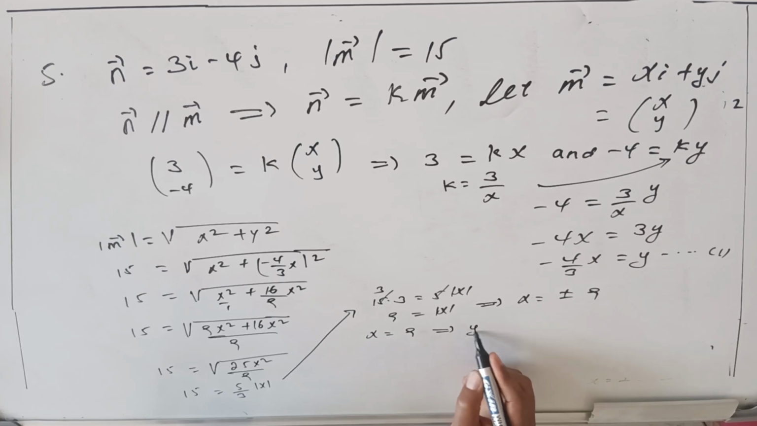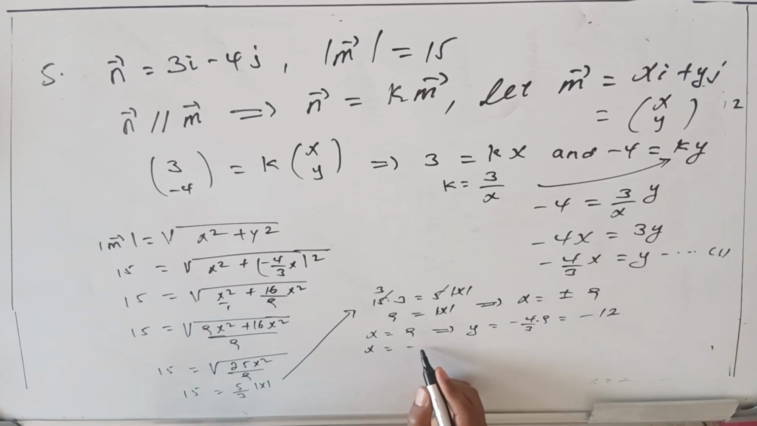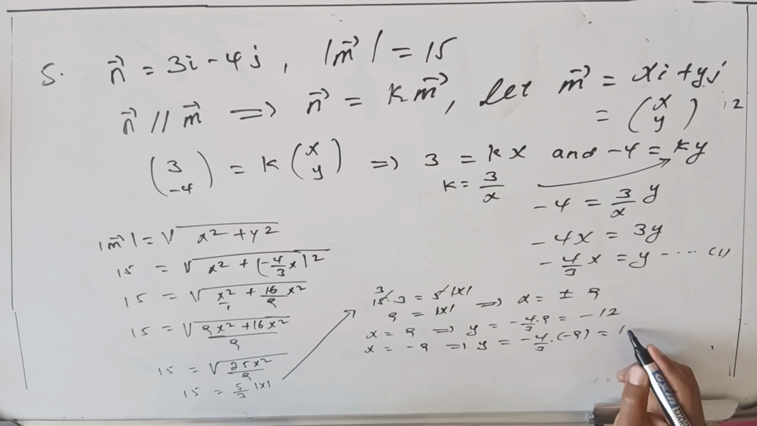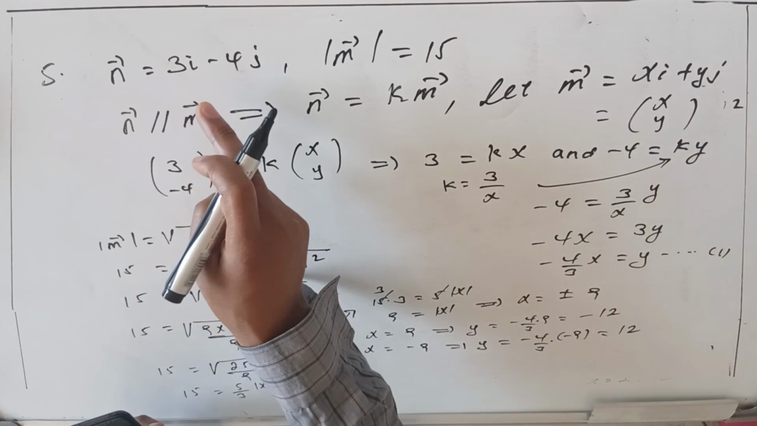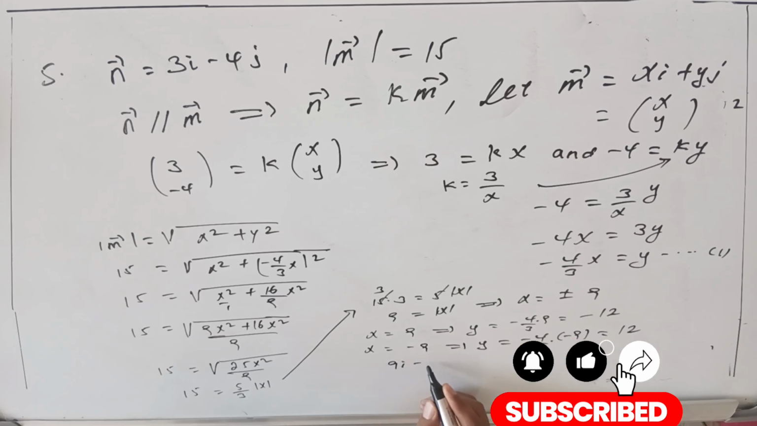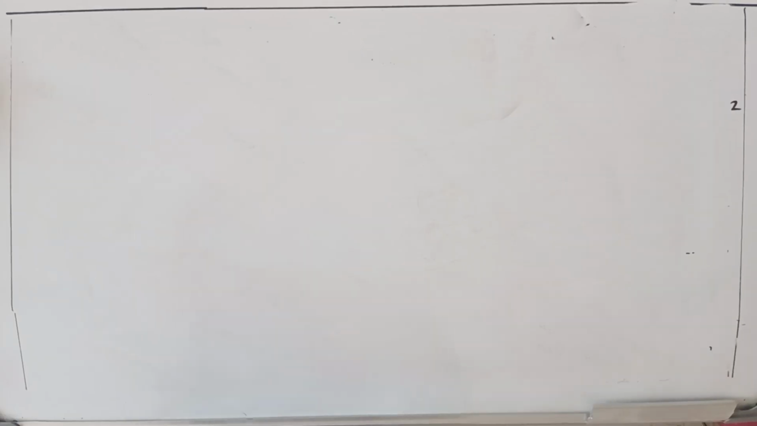Now when x is equal to 9, this implies y is, what do we get? Minus 4 over 3 multiplied by 9, that is negative 12. And when x is equal to minus 9, this implies y is equal to minus 4 over 3 times minus 9, which is equal to, 9 divided by 3 is 3, minus 4 times minus 3 is 12. So the two vectors that are parallel to this vector and have the magnitude of 15 units are 9i minus 12j or minus 9i plus 12j.